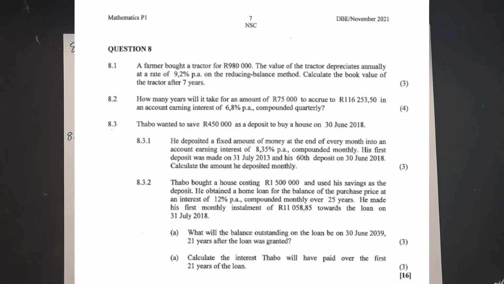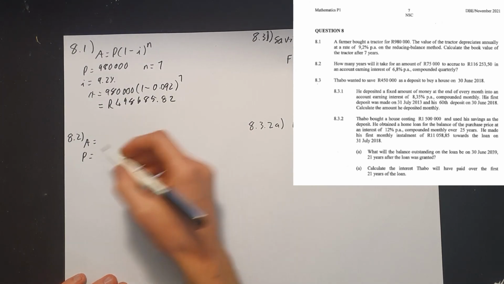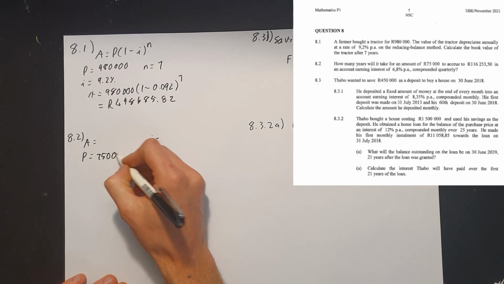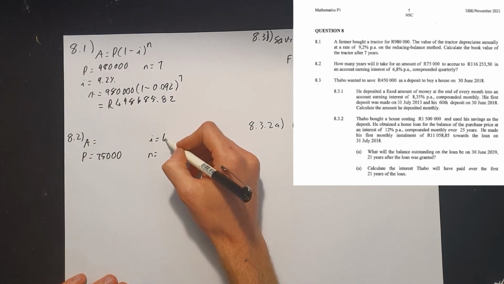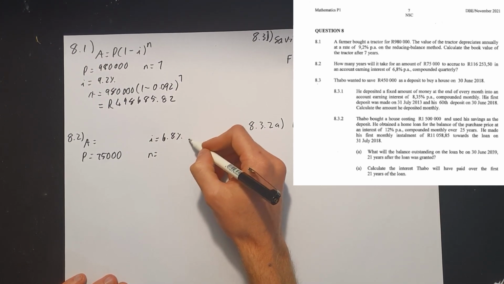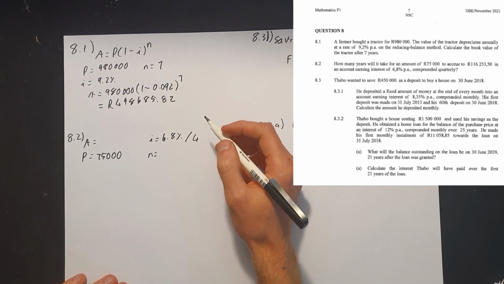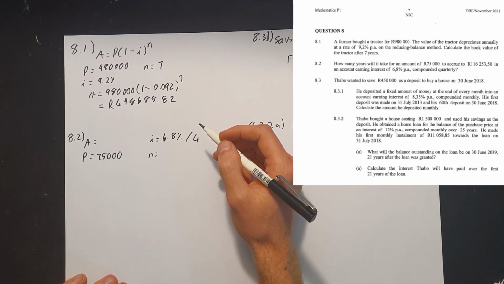Now if we look at 8.2, it says how many years will it take for an amount of 75,000 to accumulate to 116,253 Rand and 50 cents in an account earning interest at 6.8% per annum compounded quarterly. So A is what we're looking for. We have P, that's 75,000. Interest is given at 6.8%. And remember it's compounded per quarter, so when we put it into our formula, we're going to divide it by 4. And then N is what we are looking for.